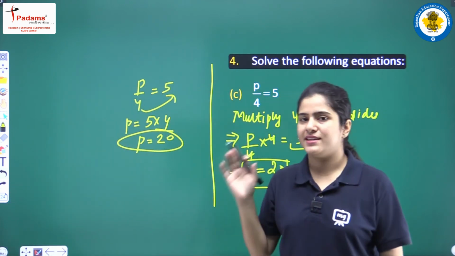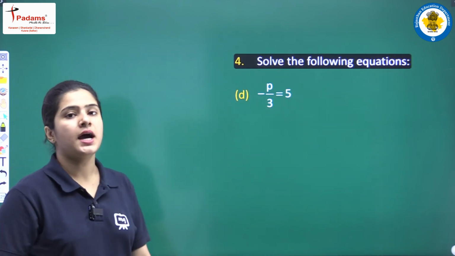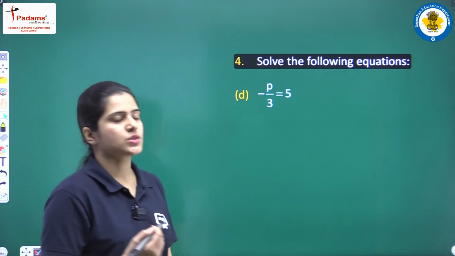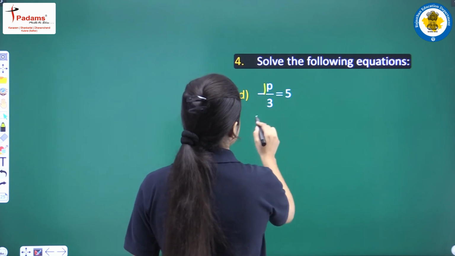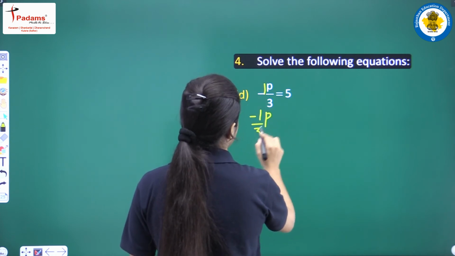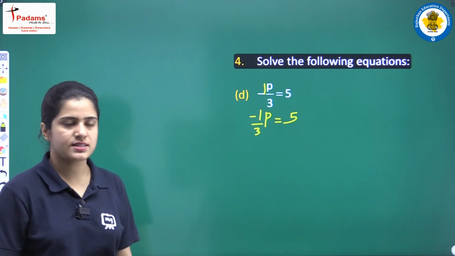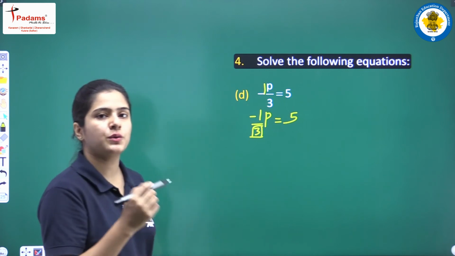Alright students, very easy. Looking at another question students, question D, minus p upon 3 is equals to 5. So firstly students, this is minus 1. Minus 1 p upon 3 is equals to 5. So students, it can be written as this. So this will be eliminated by multiplying 3 on both the sides.